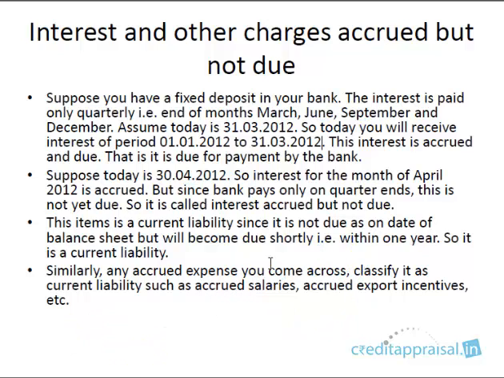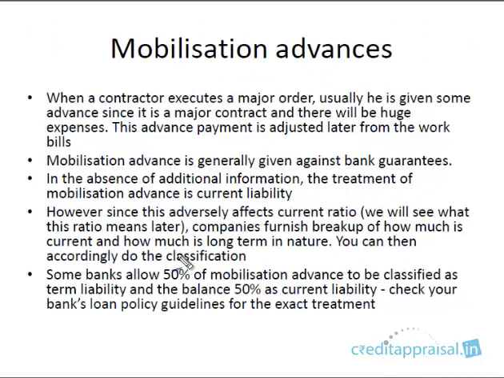So if you come across any accrued expense, classify it as a current liability. This could be accrued salaries or accrued export incentives, which you can classify as a current liability. Then one more item you can come across is a mobilization advance.